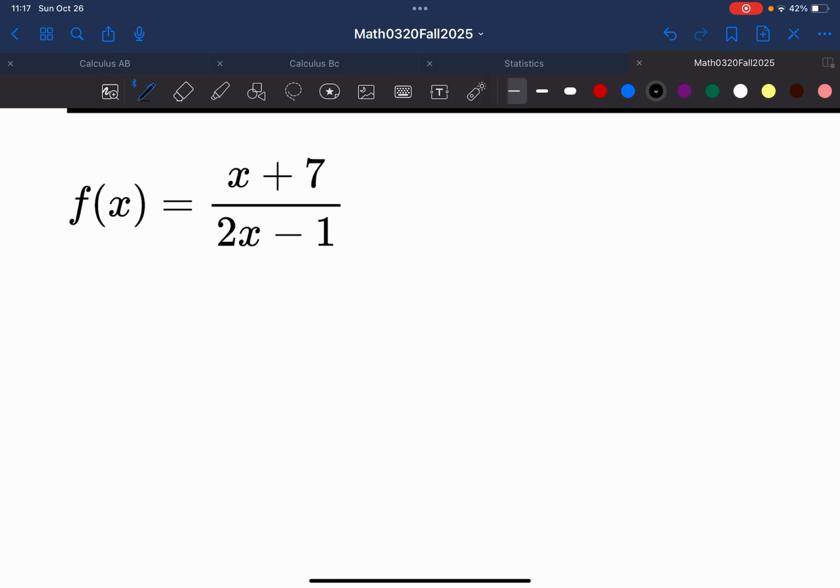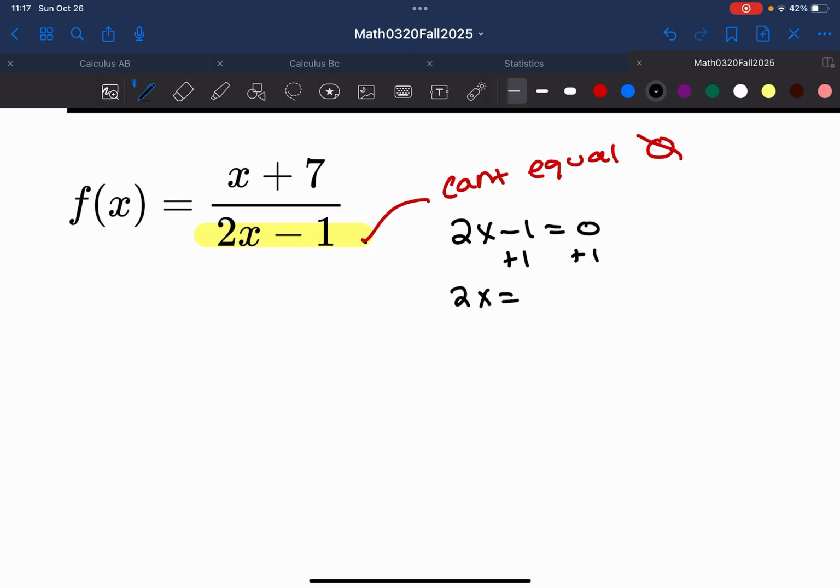So since this is a fraction, I know that I'm going to look at the denominator, and I know that the denominator cannot equal 0. So I'm going to do 2x minus 1 equals 0, and I'm going to find the value where it turns the denominator 0. So I'm going to first add 1 to both sides. So I have 2x is equal to 1. Then divide by 2, and I get x is equal to 1/2.